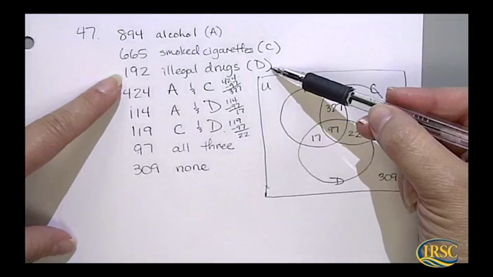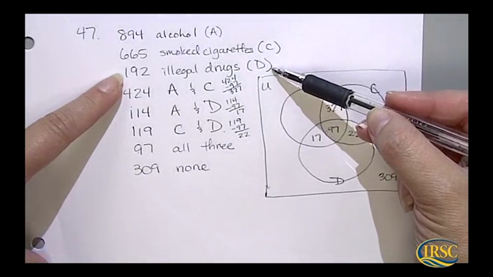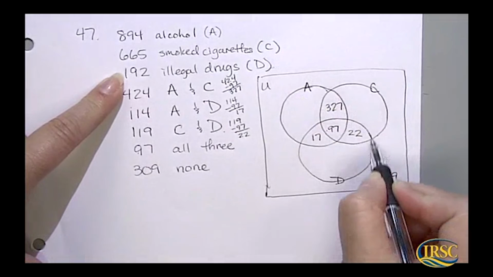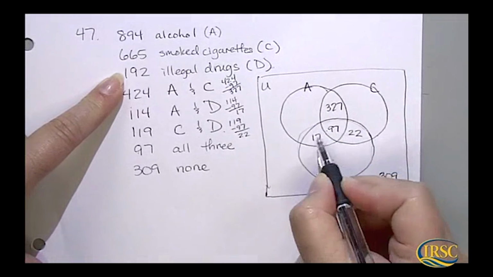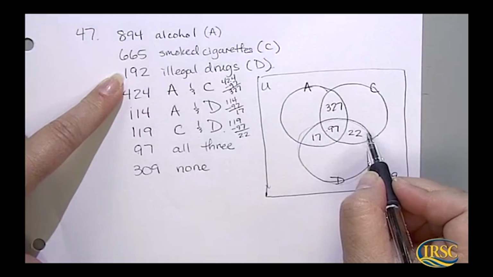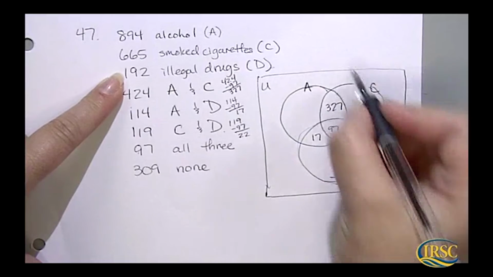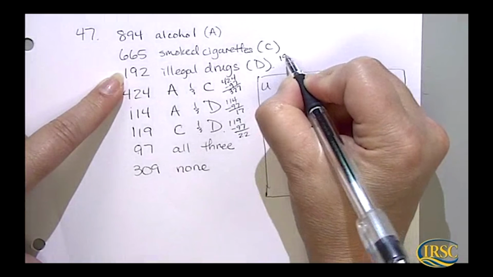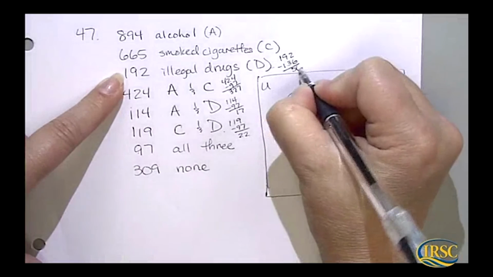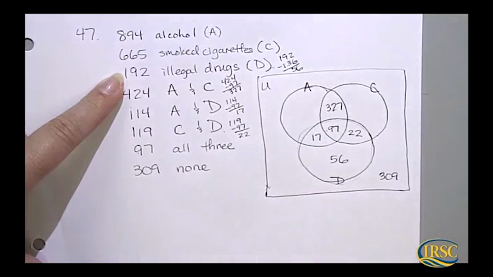Okay, so now working up to illegal drugs. 192 students said yes, they did illegal drugs, and that would be this entire circle. So how many have we already accounted for? 136. Okay, so 192 minus 136 is 56. So that means we must have 56 in that area there.